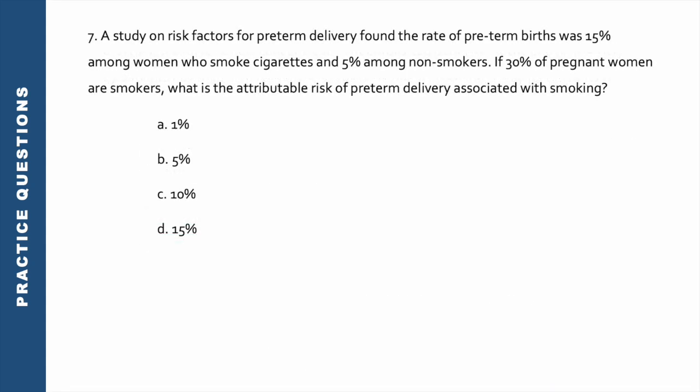A study on risk factors for preterm delivery found the rate of preterm births was 15% among women who smoke cigarettes and 5% among non-smokers. If 30% of pregnant women are smokers, what is the attributable risk of preterm delivery associated with smoking?